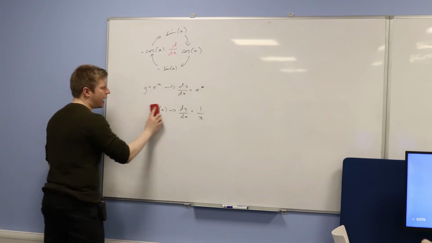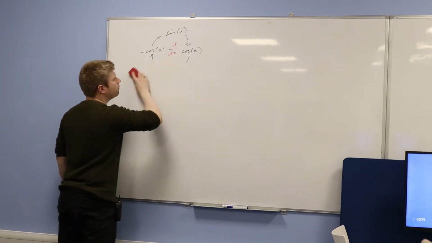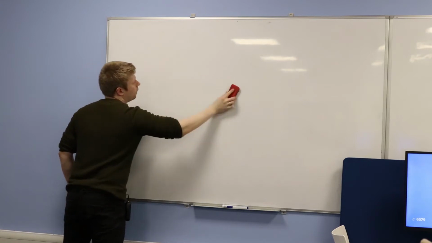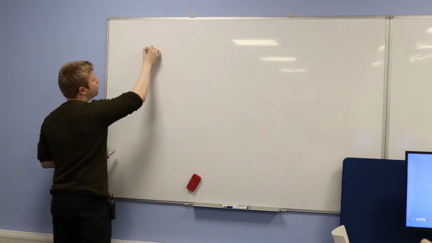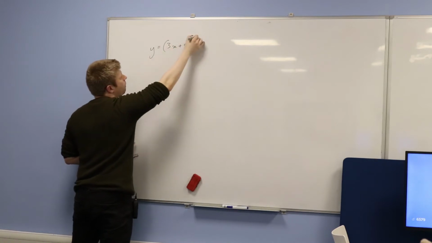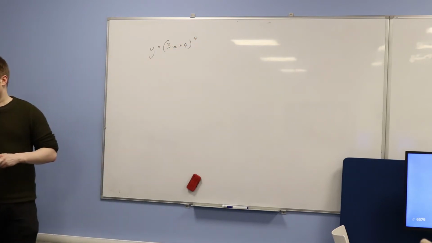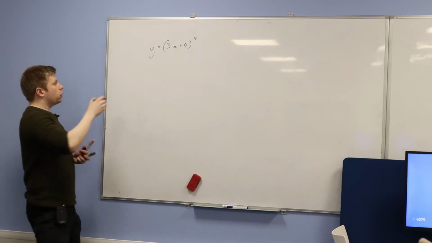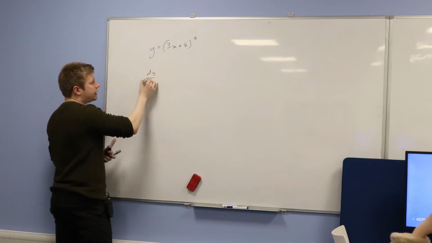Okay, so here's what I'm going to do. I'm not actually going to start there. I'm going to start slightly simpler. I'm going to start with this one, okay? And I want to differentiate it. So I want to find dy by dx.